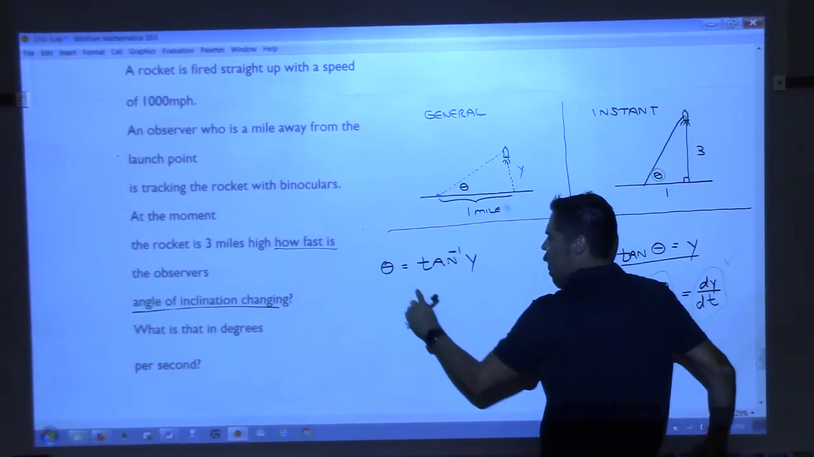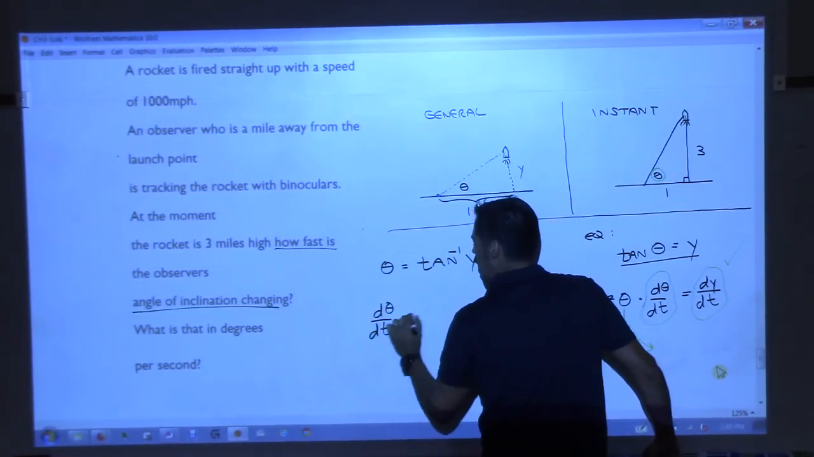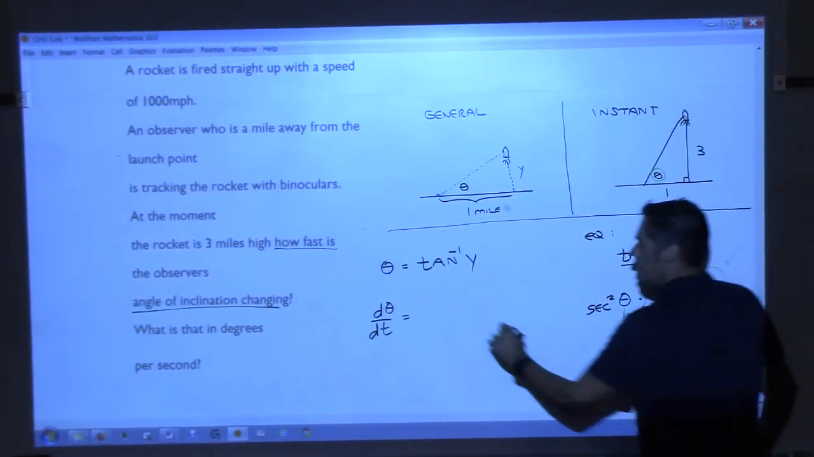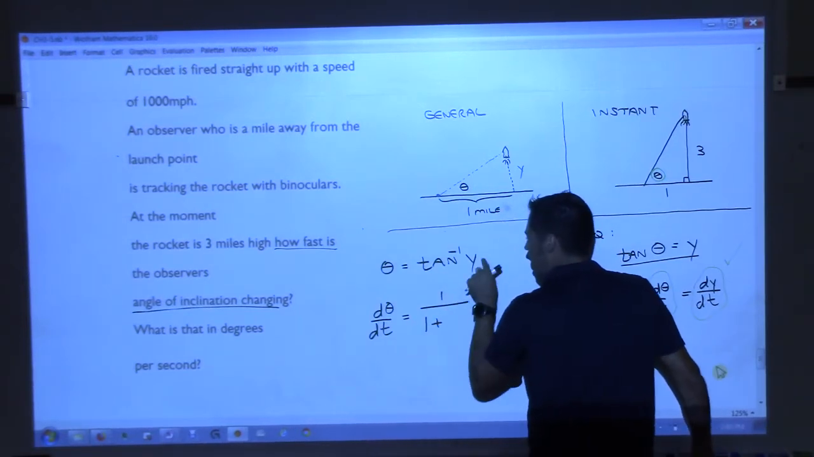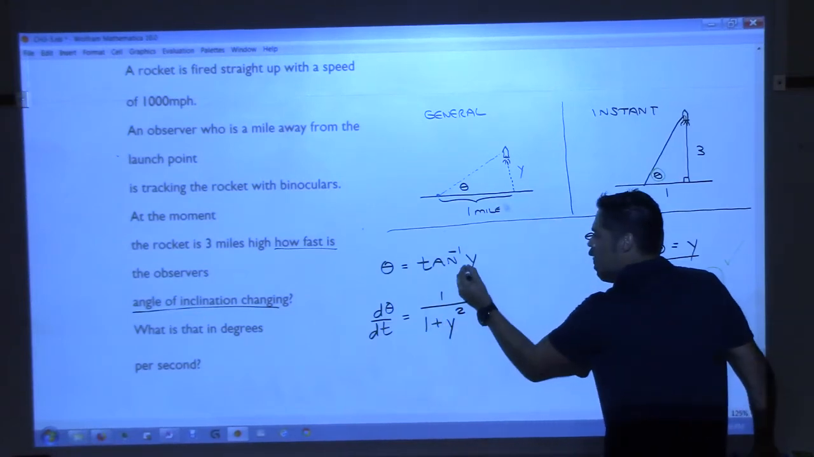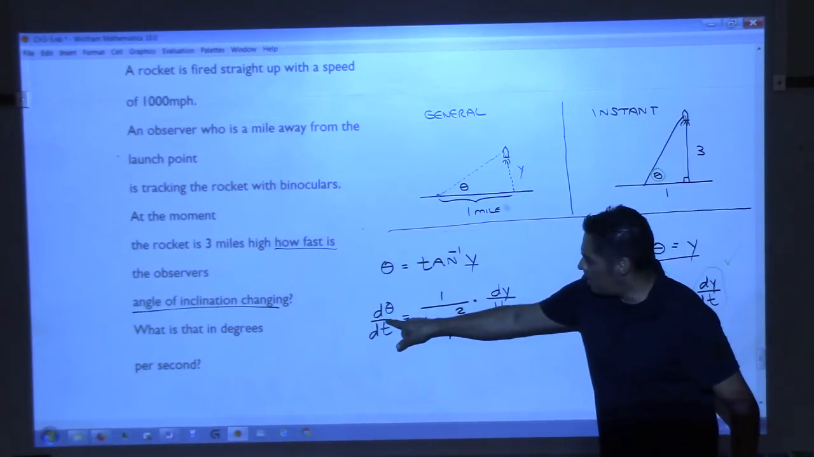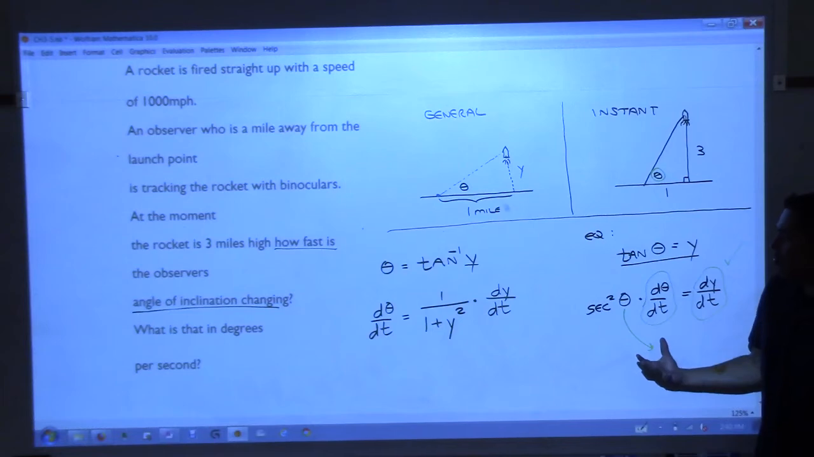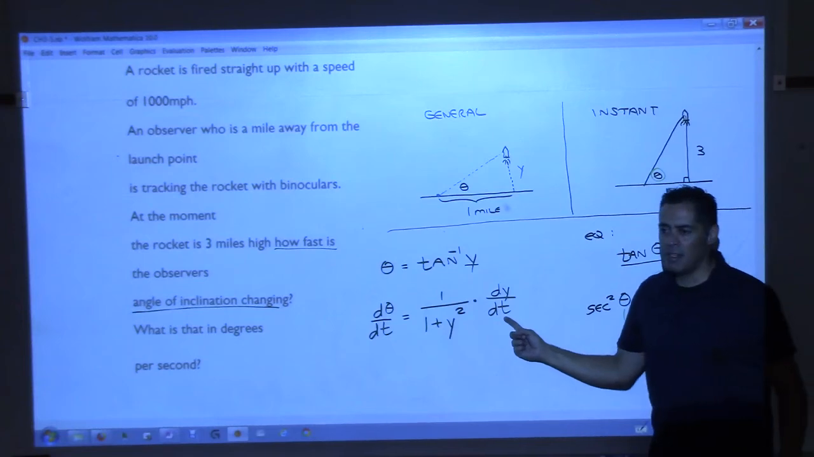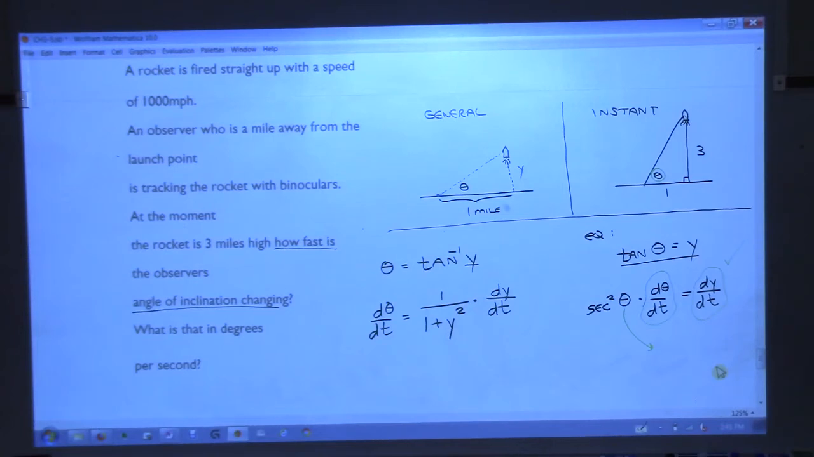Now take the derivative. What's the derivative of this? dθ/dt. What's the derivative of this? Well, I just gave you the formula for that, right? I said don't forget it. 1 over 1 plus the variable, in this case y, squared, times chain rule, the derivative of this, dy/dt. Now, we want dθ/dt, don't we? What do we need to know in order to do it? y. Do we know y? Yes. dy/dt, 1,000. See, no theta involved at all. We can get the answer without having to ever solve for theta.